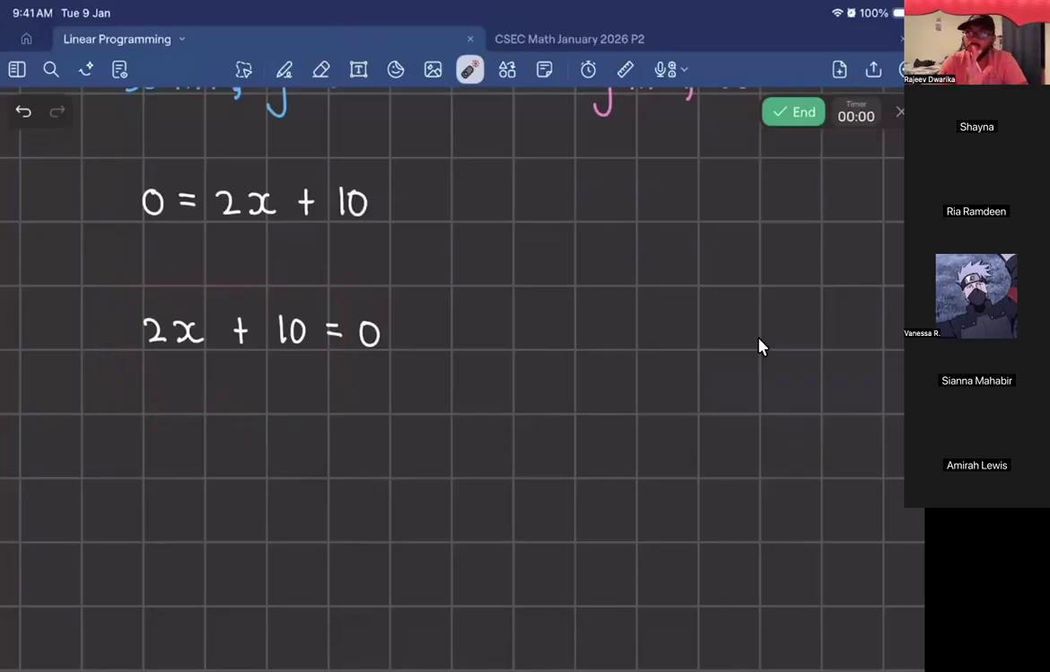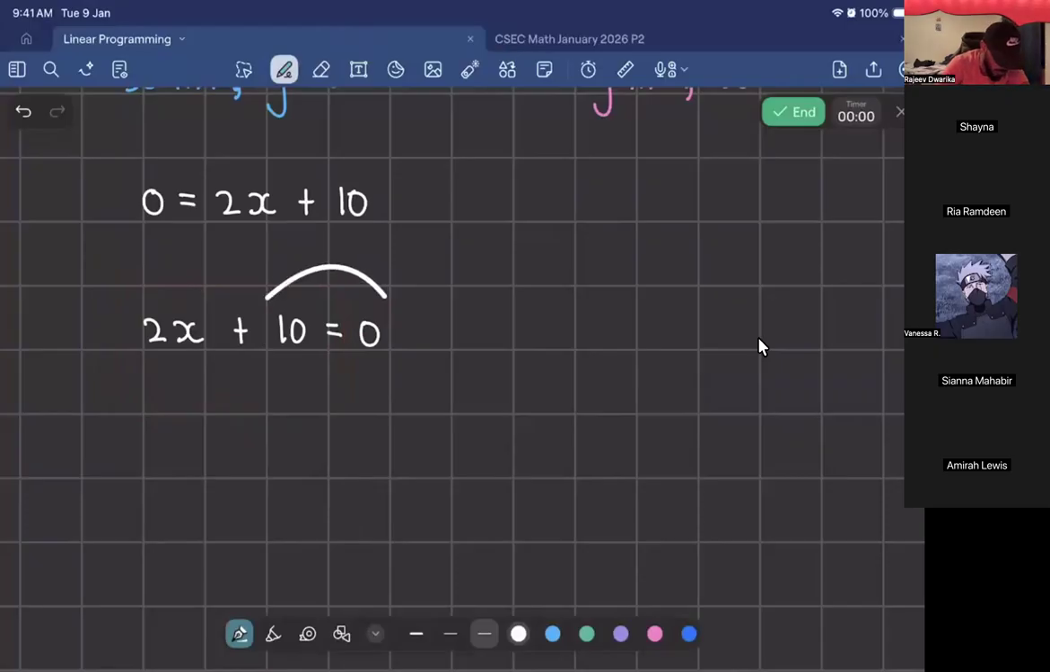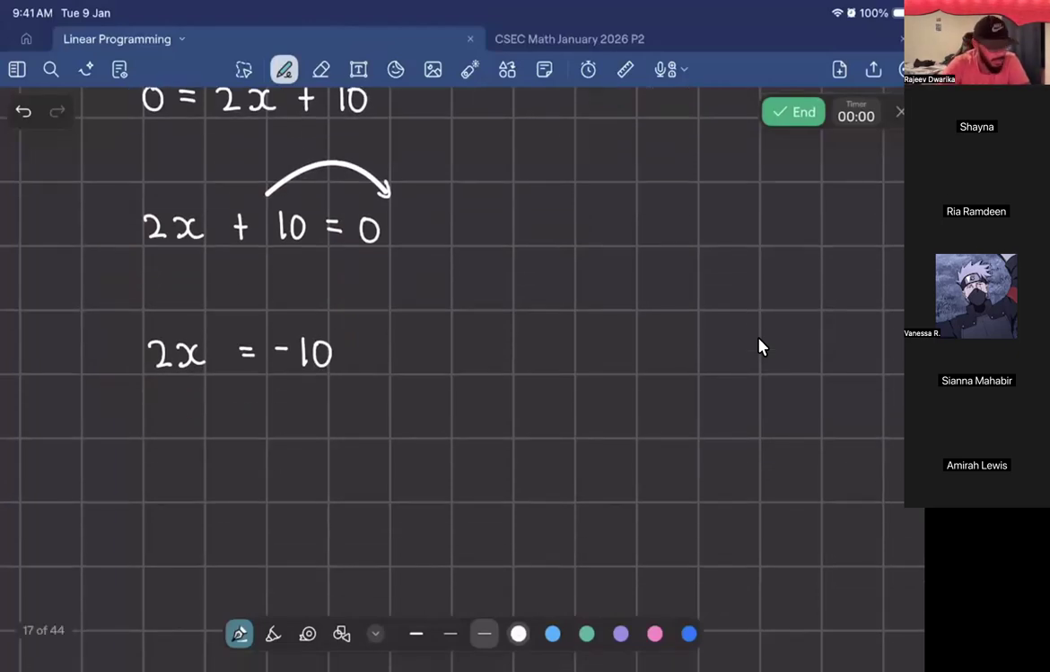So we want all the x terms on the left-hand side and all the numbers on the other side. This plus 10, we're going to take it and move it across. What should the next line look like? 2x equals negative 10. Anytime we take something and move it across, the sign changes. Now we divide both sides by 2. So x equals negative 5.